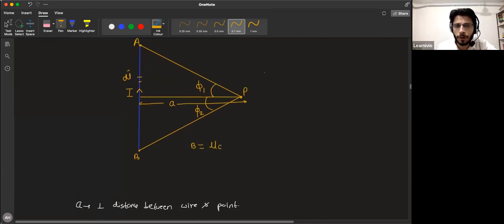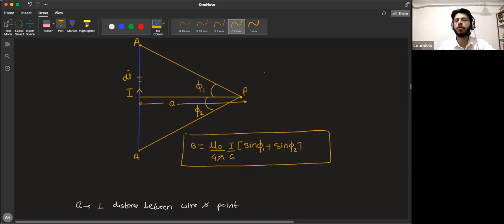it's mu naught by 4 pi, it's I by A, it's sine phi 1 plus sine phi 2. This is the magnetic field due to a finite wire. It's mu naught by 4 pi I by A, sine phi 1 plus sine phi 2.